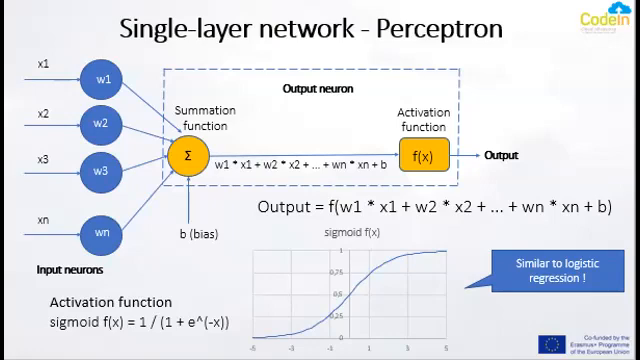In a perceptron, the output is calculated by multiplying each input, x1, x2, xn, with its corresponding weight, w1, w2, wn, and summing them all up. This weighted sum is then passed through an activation function denoted by f, which introduces nonlinearity to the output. Finally, a bias term b is added to the weighted sum before passing through the activation function. This process results in the output of the perceptron, which is used to make a decision or prediction.